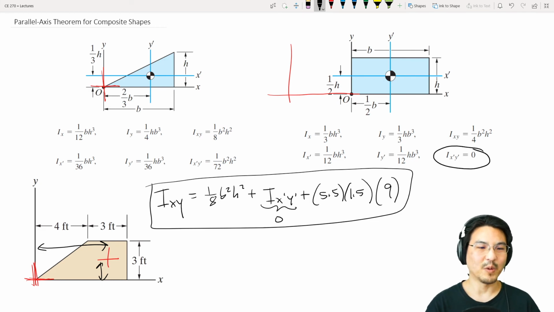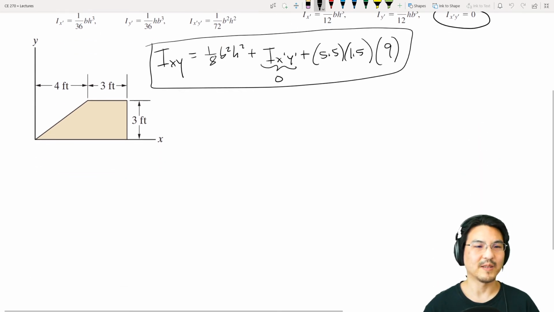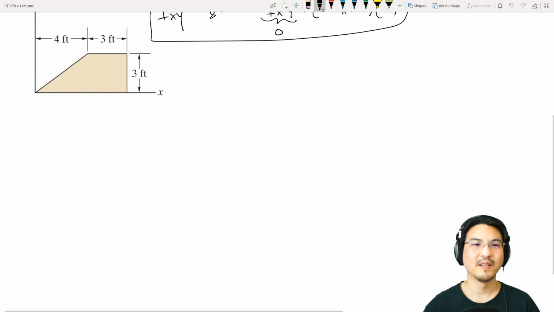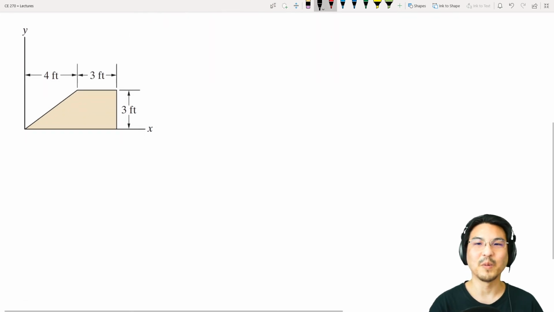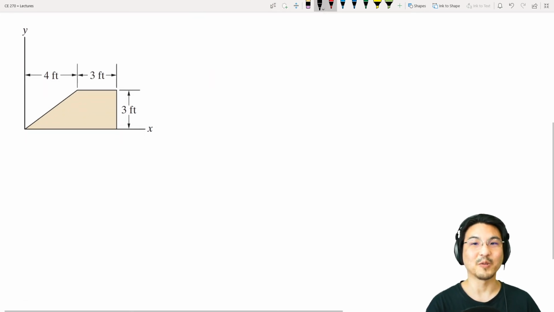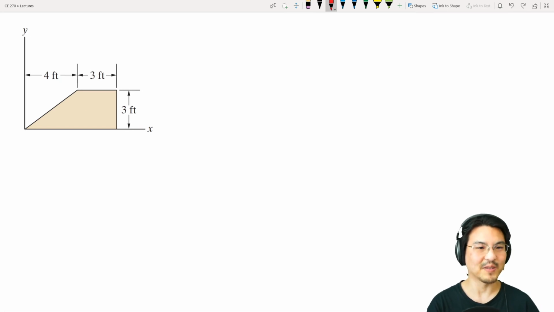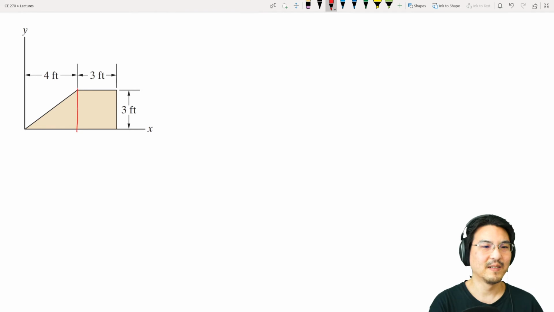Okay, one more application. Let's say you want the centroid of this composite, and then the moment of inertia about the centroid. So let's say the centroid is somewhere. Well, let's figure out where the centroid is first. Okay, so it's like here, here.